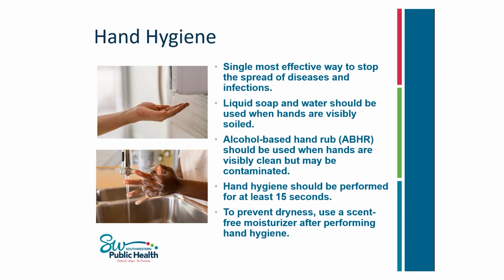Thanks, Leslie. So evidence shows that the use of alcohol-based hand rub is as good, if not better, than hand washing with soap and water. Also, alcohol-based hand rub is faster, more convenient, and causes less skin irritation with repeated use due to the presence of emollients. 60 to 90% alcohol concentration is appropriate for use in congregate living settings.